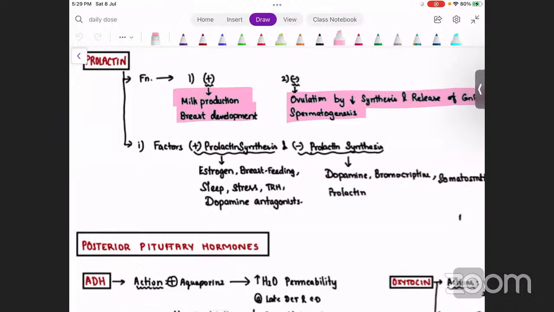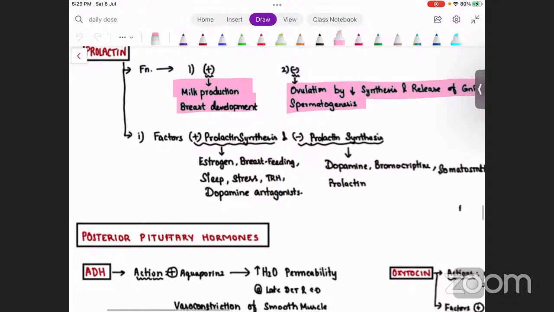What are the factors that can stimulate prolactin synthesis, and what are the factors that can suppress prolactin synthesis? Factors that stimulate prolactin synthesis. Quite an important, 3-star rated topic, people. You should not miss it. Factors that stimulate prolactin synthesis are estrogen and breastfeeding, sleep, stress, TRH, and dopamine blockers.